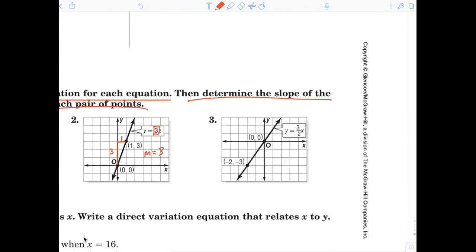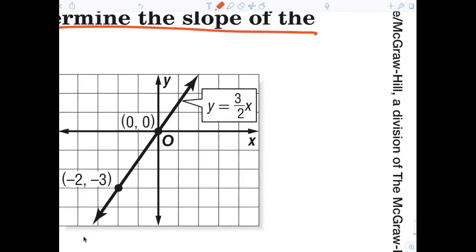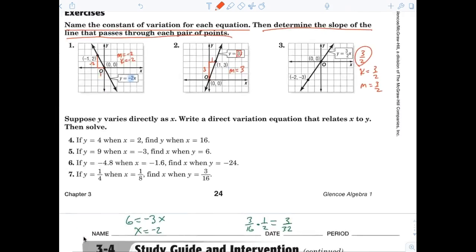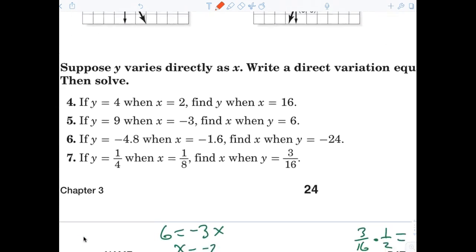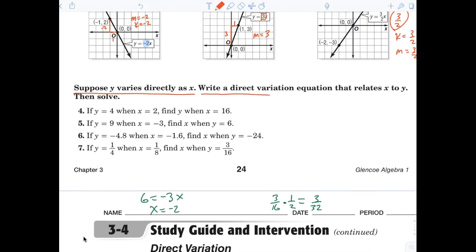So again, number 3, just to beat a dead horse here, right? The answer is what? Hey, what's the slope? 3 over 2, because it already tells us, right? So really, k is 3 over 2, and don't forget, k is the same as the slope. So that's the point. All right, they're trying to drill that into your head. All right? Now, from there, we're going to go down a little bit. And now it says, suppose y varies directly as x. You're going to write an equation that relates x to y.